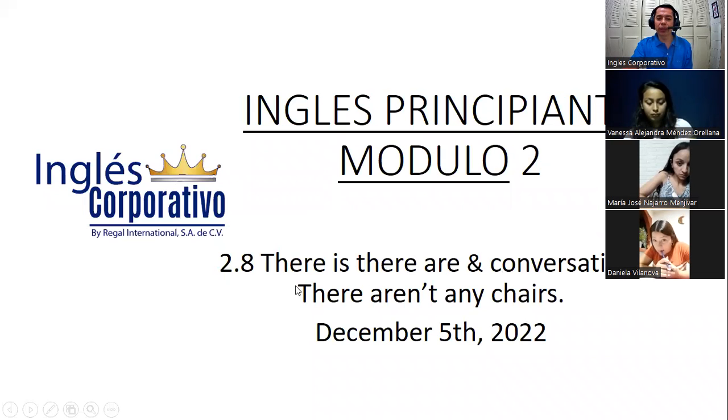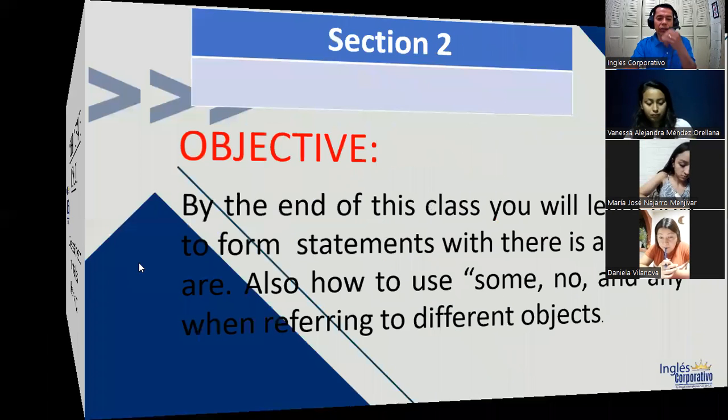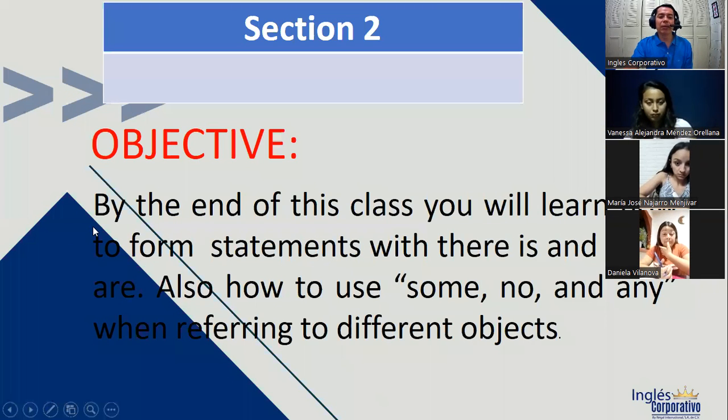Module number 2. The topic for today is there is, there are, and conversation. There aren't any chairs. This is the conversation. The objective for the second part of section two: by the end of this class, you will learn how to form statements with there is and there are. ¿Cómo hacer oraciones con there is y con there are, right?